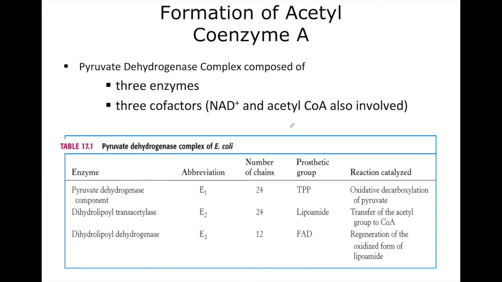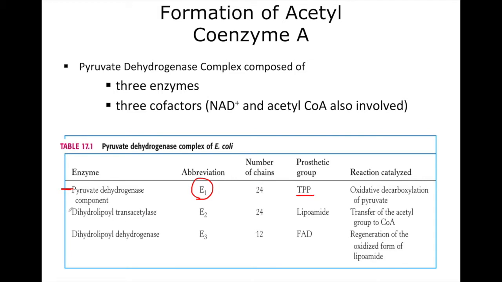So let's talk a little bit about this complex. We say it's a complex because it's made up of actually three different enzymes. The pyruvate dehydrogenase component is one of those parts of the enzyme, which we often abbreviate as E1. And it has a prosthetic group. A prosthetic group, again, is some non-amino acid organic molecule or organic group which helps the enzyme carry out its function. So the prosthetic group that we're going to look at that's bound to the E1 portion is called TPP.